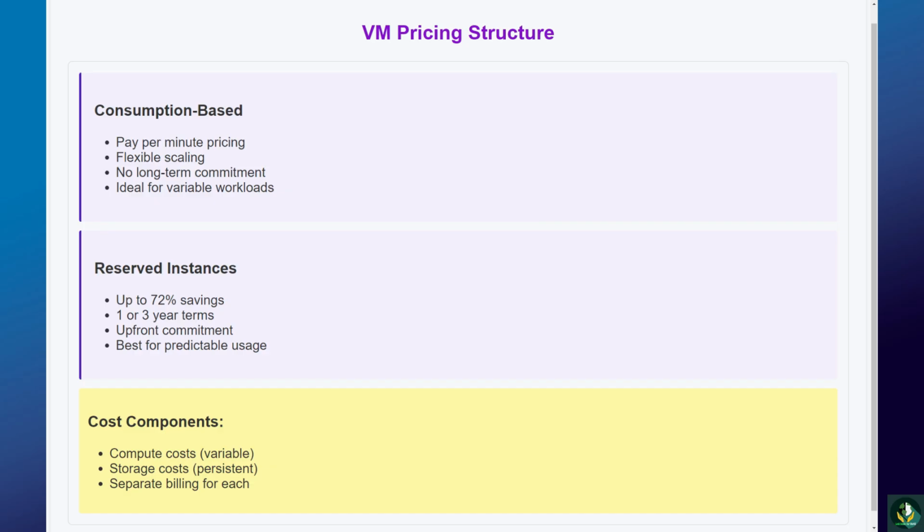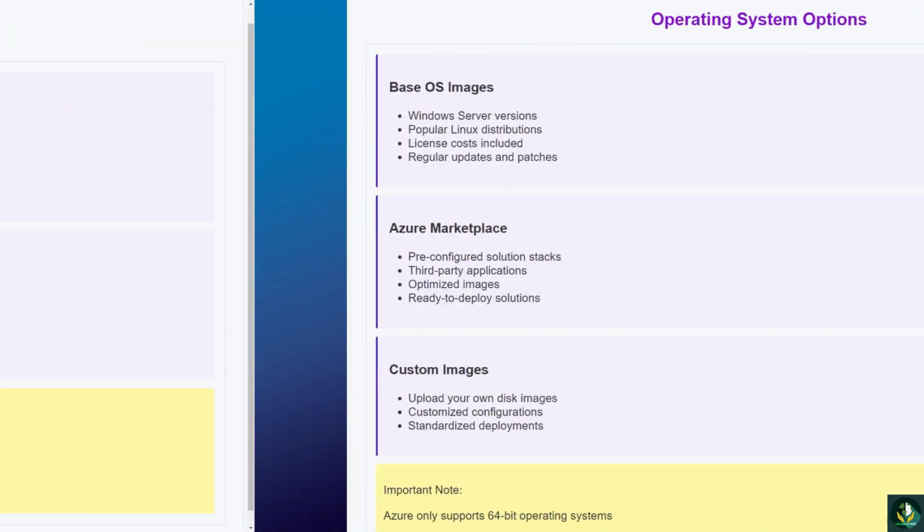When selecting between pricing options, consider workload predictability, budget constraints, performance requirements, and operational flexibility needs. This pricing structure enables organizations to optimize costs by matching payment models to usage patterns while maintaining the ability to scale resources independently as needed.